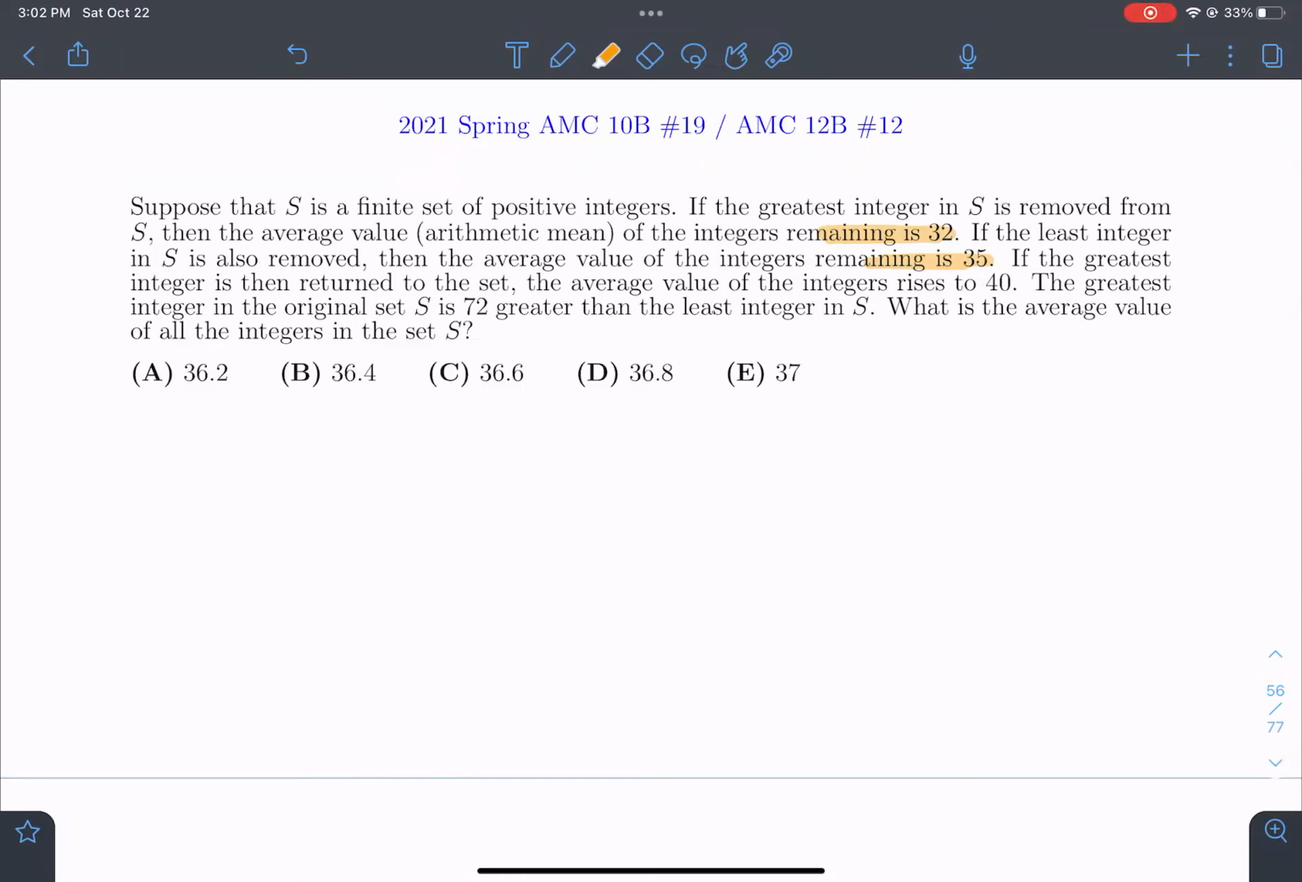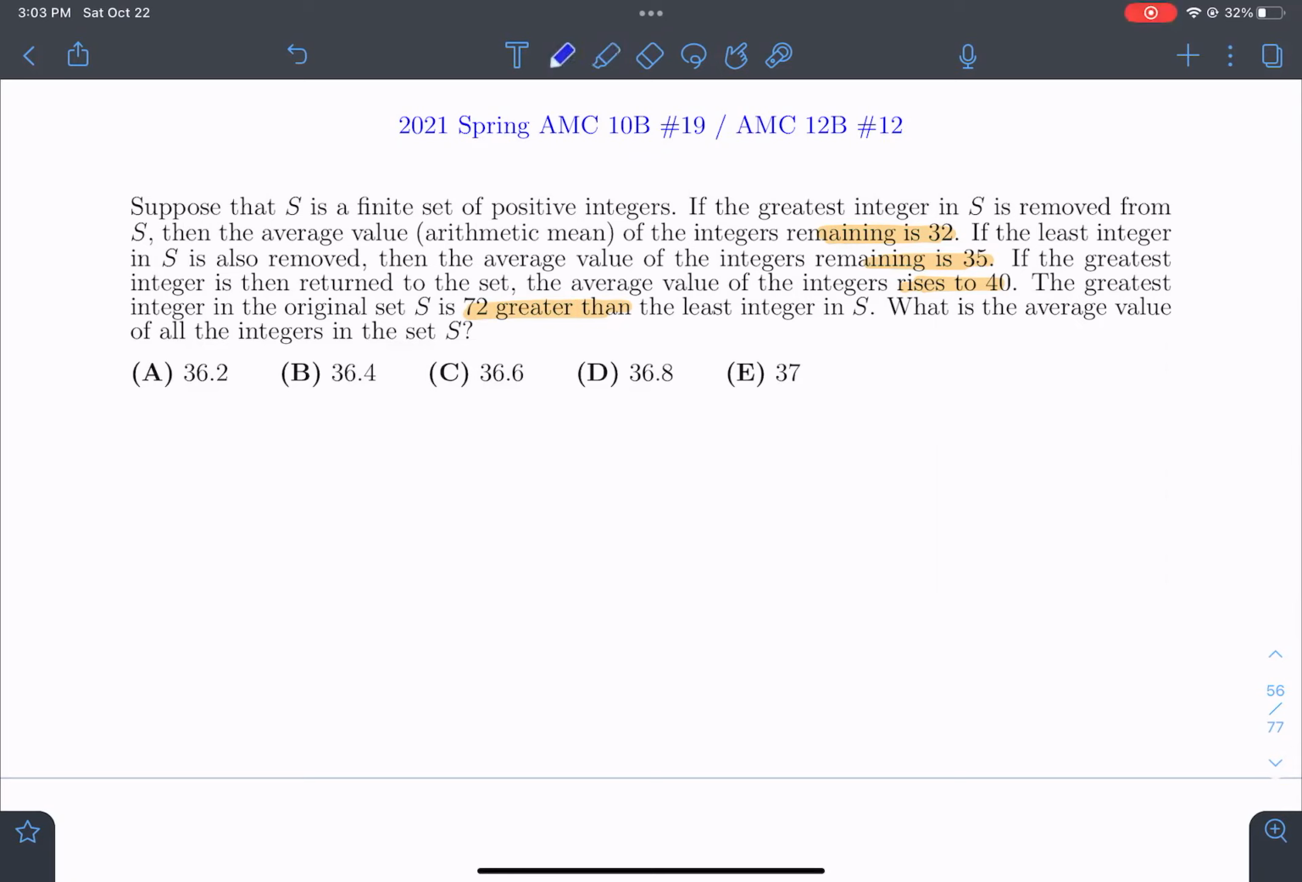If the greatest integer is then returned to the set, the average value of the integers rises to 40. The greatest integer in the original set is 72 greater than the least integer. What is the average value of all these integers?